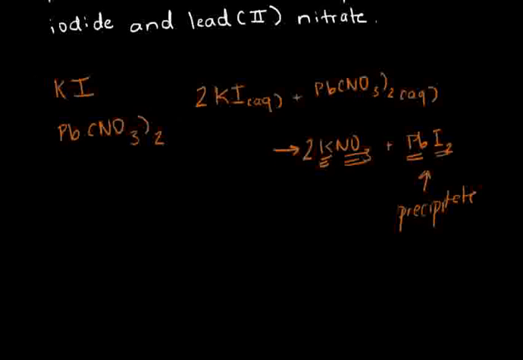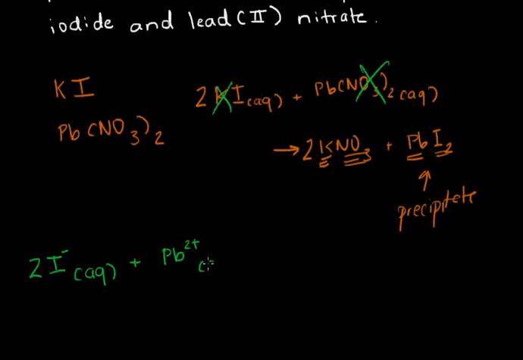And now to finish up, we just need to write our net ionic equation. So in this case, we're going to be excluding potassium and nitrate from our net ionic equation. So we're just going to have 2 iodide ions in solution plus 1 lead ion in solution. And that's going to give us 1 lead iodide formula unit as a solid, and this is going to be our precipitate.